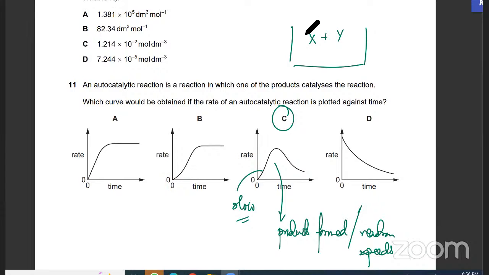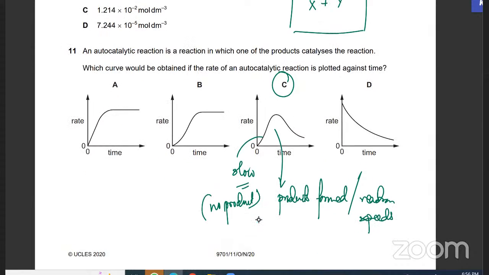Right in the beginning, there is no product, right? So if there's no product, it will not catalyze the reaction. You clear? Yes. So that means there is no catalyst. That means the reaction will not speed up. So initially the rate of the reaction is very low. Is that clear?